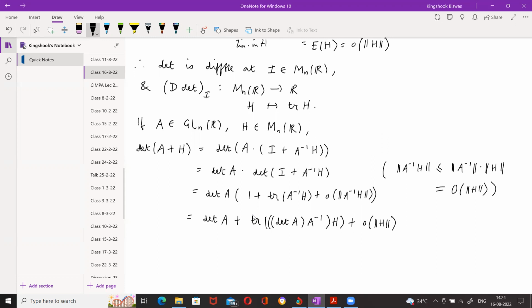Is this okay? Yes. So now this middle term is linear in H, and the error term is little o of norm H. So this will be the derivative, right? But this we can write in a different form.